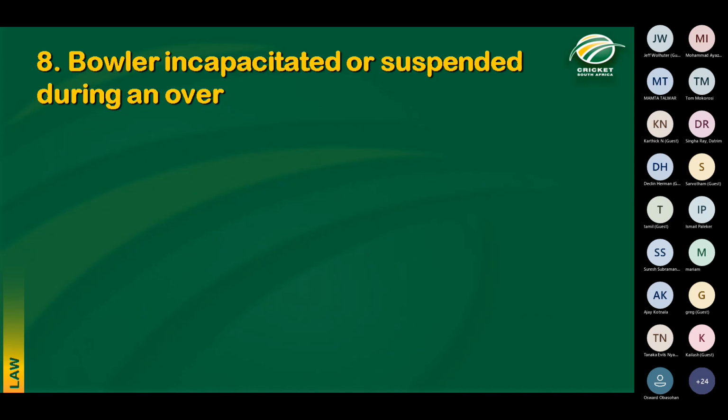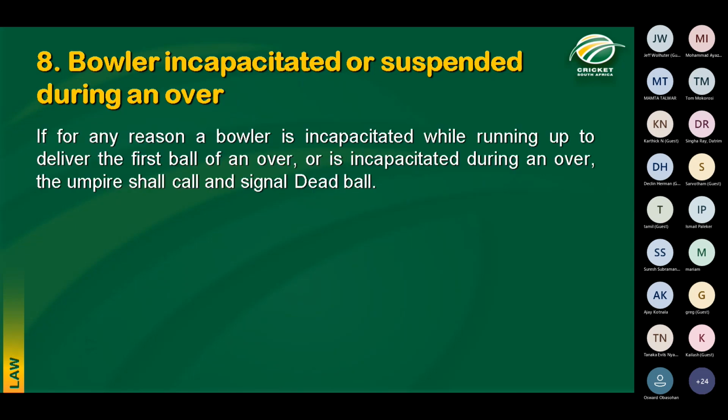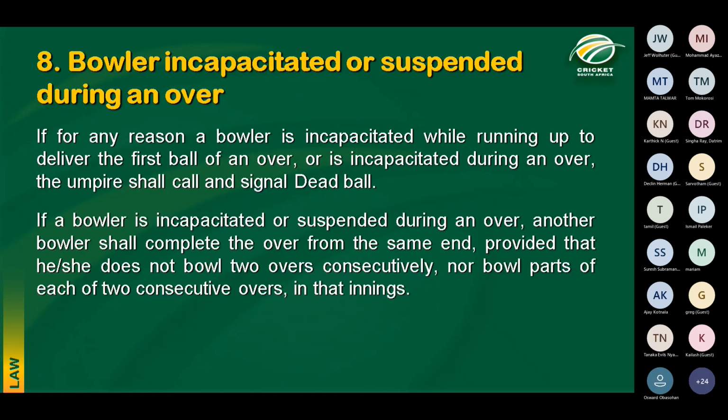So what happens if a bowler is incapacitated, or becomes injured or suspended during the over? If a bowler gets injured while running up to deliver the first ball of the over, the umpire needs to call and signal dead ball. Then, for that injured or suspended bowler, another bowler needs to complete that over, provided that bowler does not bowl 2 overs consecutively. Nor will the bowler now completing the over be allowed to bowl the next over.